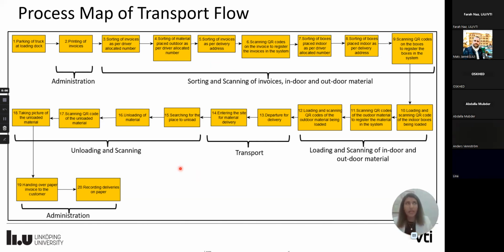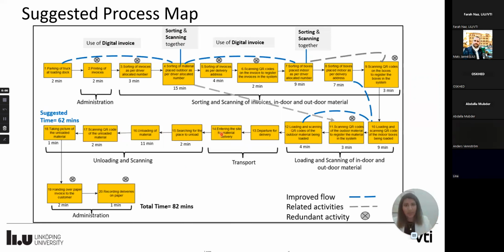So it looks like a very time-consuming process with a lot of activities involved. But if we use the suggested and proposed solution regarding the use of digitalization within the same flow, then we can save a lot of time, and the suggested process map will look something like this. Here, the boxes and the activities are the same, so there is no change in that. The activities start from number 1 and end at number 20.